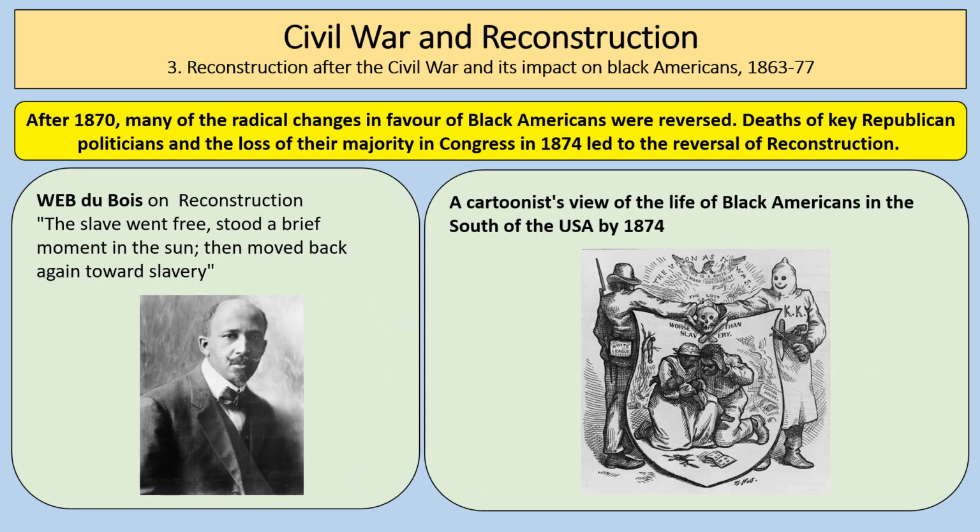So after 1870, many of the radical changes in favour of Black Americans have been reversed. There's a cartoonist view of the life of Black Americans in the South of the USA by 1874 that talks about their lives because of the result of people like the White League and the KKK, the Ku Klux Klan, their lives being worse than slavery. And a great quote to really remember to help you focus on Reconstruction is W.E.B. Du Bois here, who said, "The slave went free, stood a brief moment in the sun, then moved back again towards slavery."